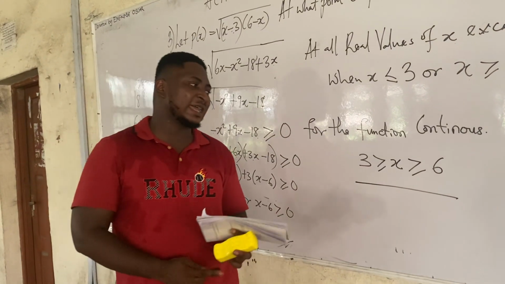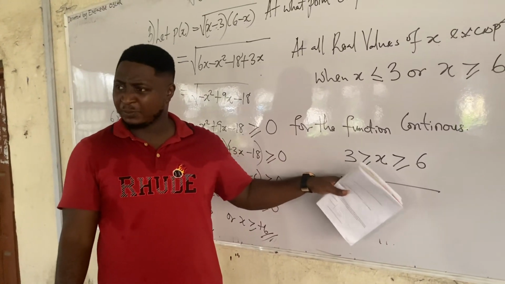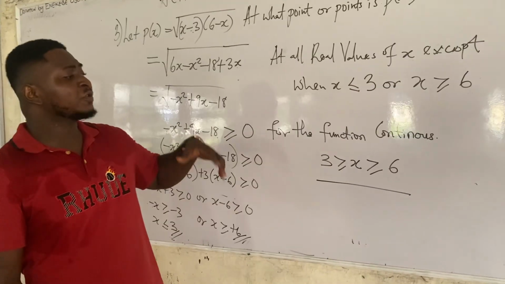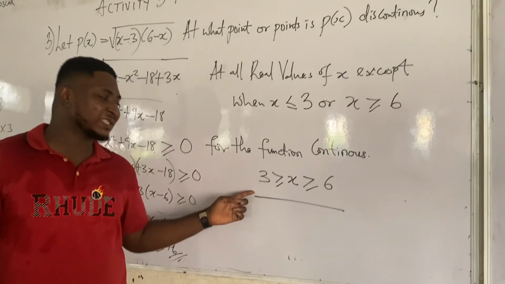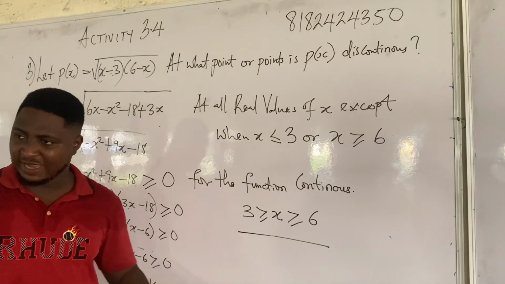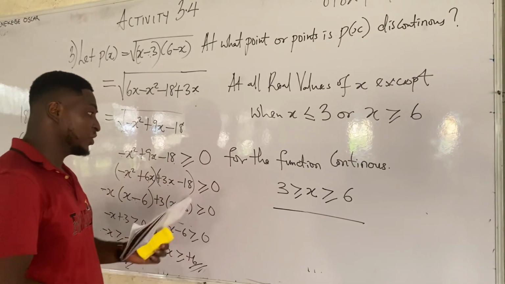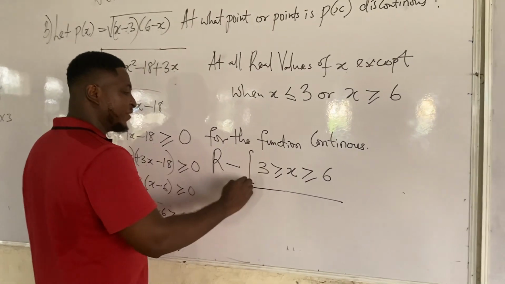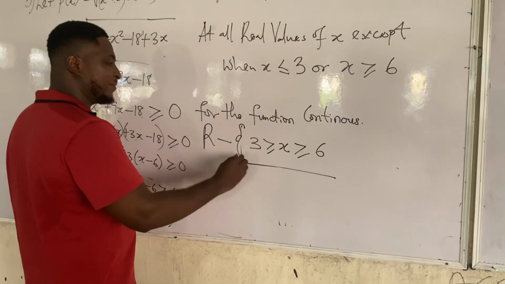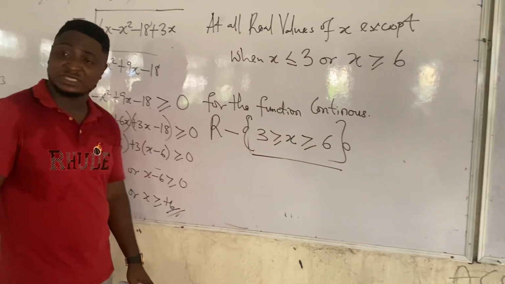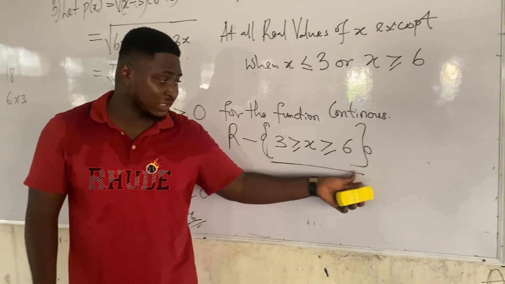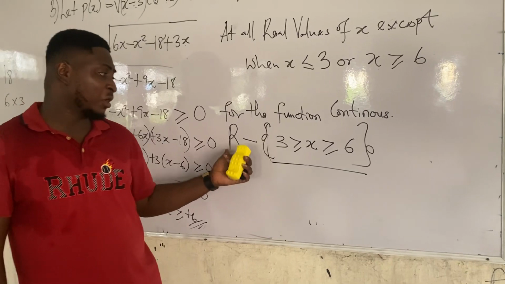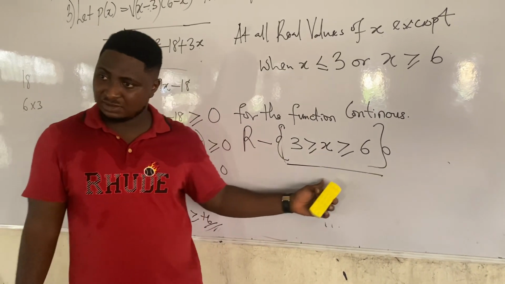Class, this one is actually the point of continuity. So, the point of continuity will be all real numbers that do not satisfy this, right? So I can even say R minus everything I have here. R minus this can be my point of discontinuity. But this is the point of continuity. So the point of discontinuity will be all real numbers minus these numbers.